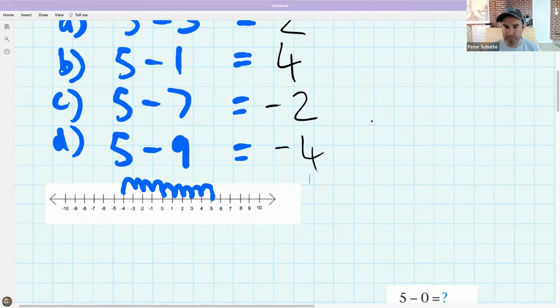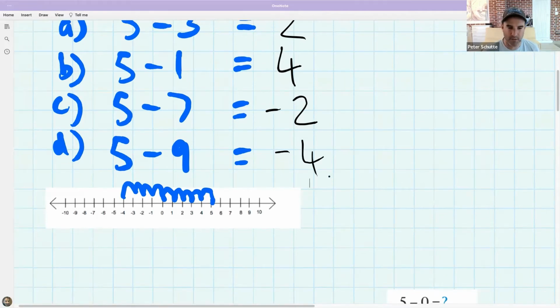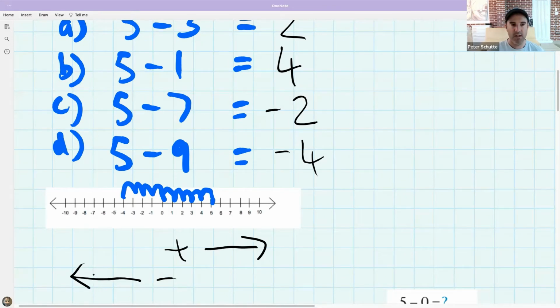And so in some ways, dealing with negative numbers, and negative numbers are part of the integers, a lot of the way you can just think about it is if you're adding something. So if you've got a plus, you move to the right. And if you're subtracting, you move to the left. So that is the basic simple idea.